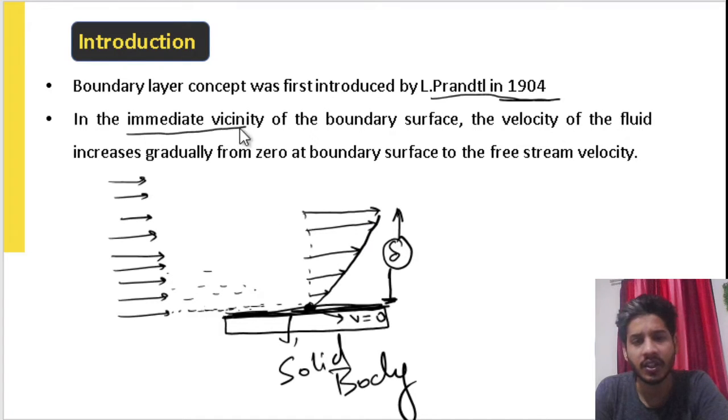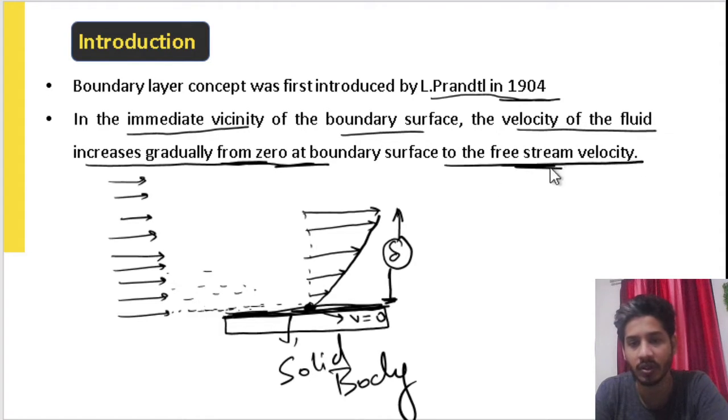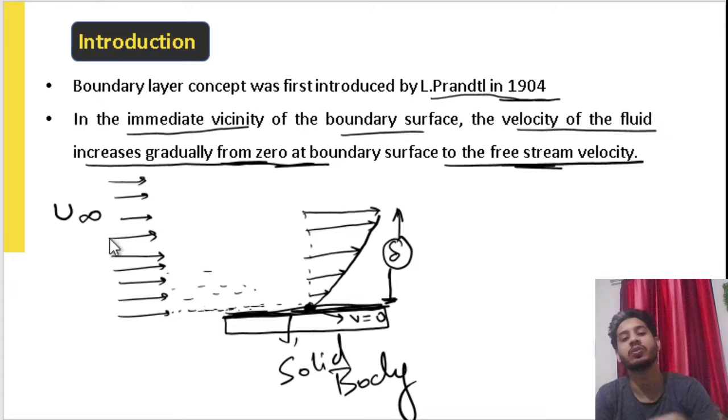So, in the immediate vicinity of the boundary surface, the velocity of the fluid increases gradually from zero at the boundary surface to the free stream velocity. What is free stream velocity? The velocity with which this fluid is flowing is u infinity, which is referred to as free stream velocity. This is the velocity with which the fluid is flowing. So basically, at this point the velocity is zero, but as we proceed upward, as the boundary layer thickness increases, at the uppermost layer the velocity reaches u infinity.